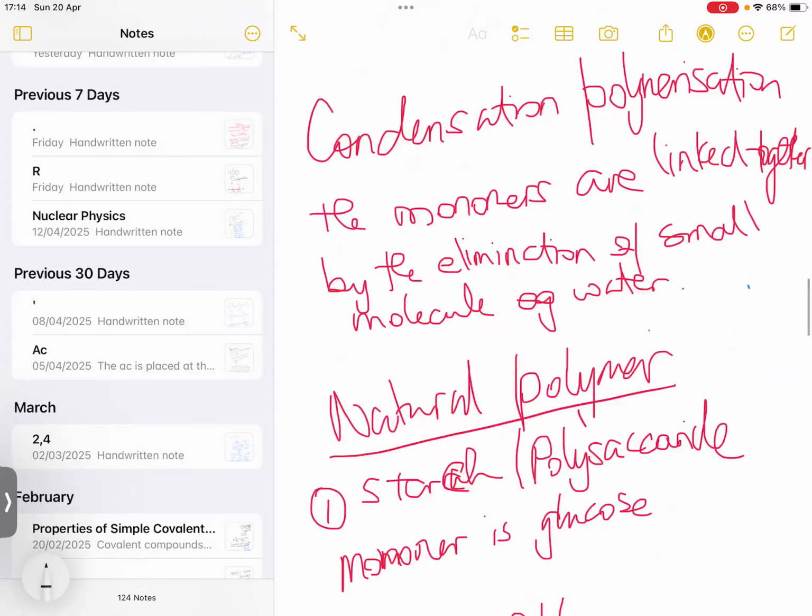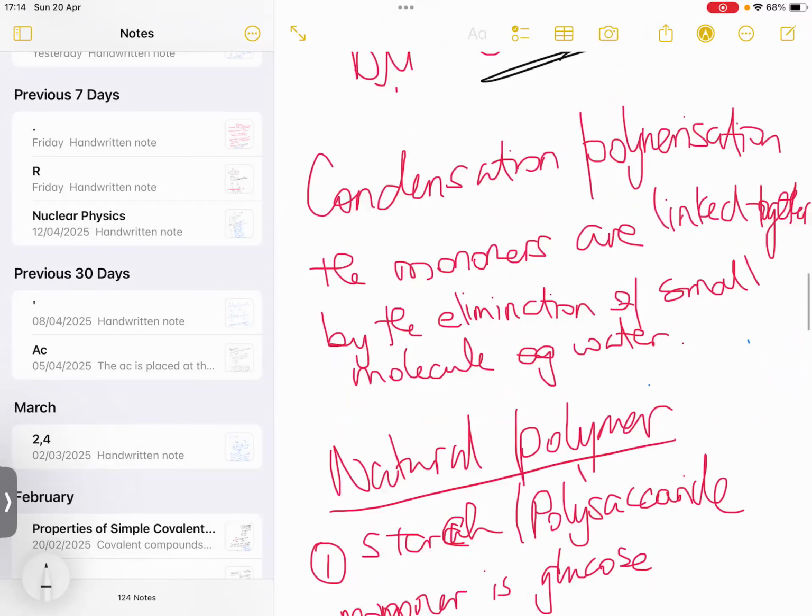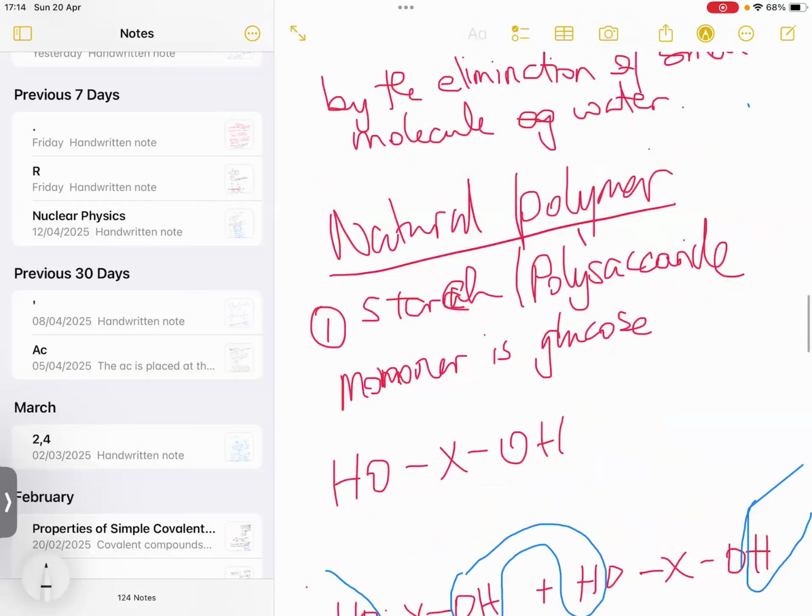Here we have condensation polymerization. In condensation polymerization, the monomers are linked together by the elimination of a small molecule, for example, water. We have two types of polymers. We have natural polymers, which are starch or polysaccharide.